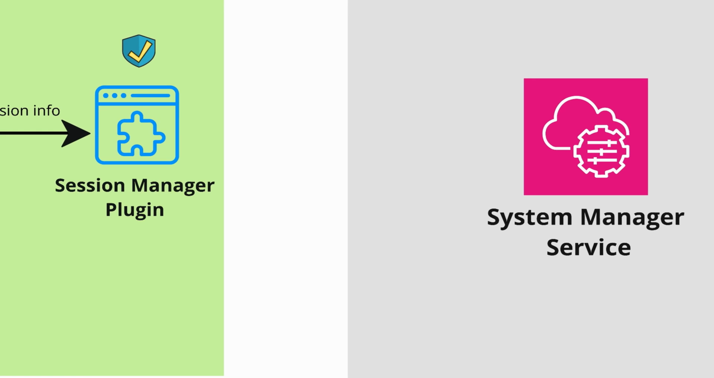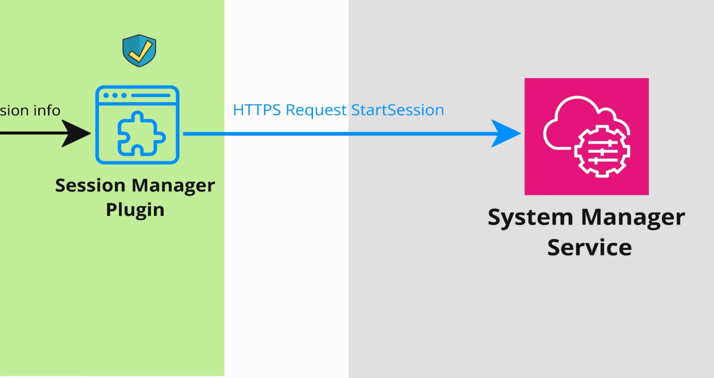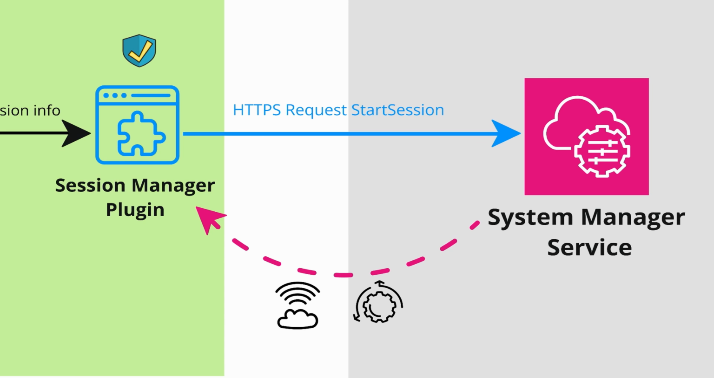Now let's talk about what's happening inside AWS. The Systems Manager service runs completely inside the AWS cloud. When you start a session locally, the Session Manager plugin sends an HTTPS start session request. Systems Manager checks your IAM permissions, creates a session ID, and returns the connection details like the stream URL and channel parameters so the secure session can begin. So AWS has approved the session and handed back the connection details.